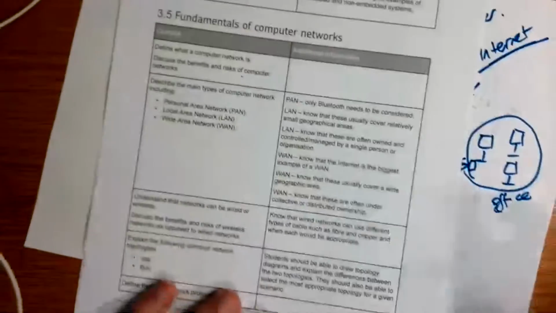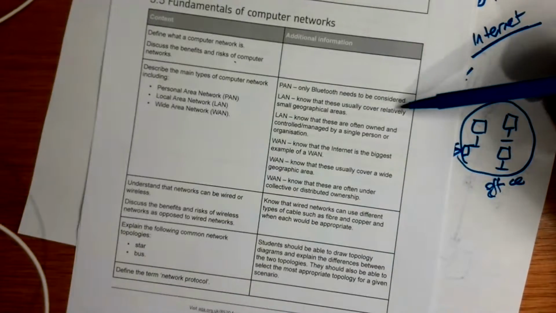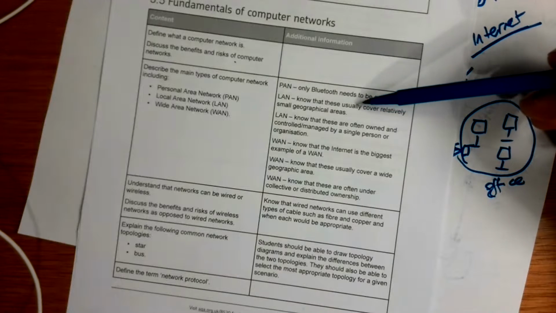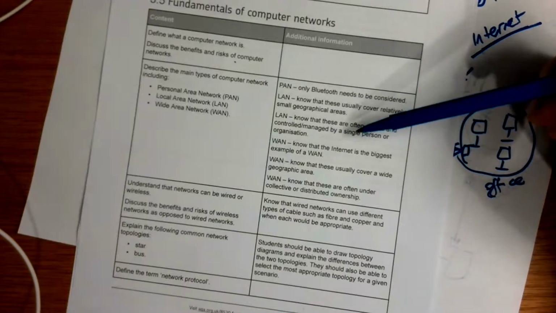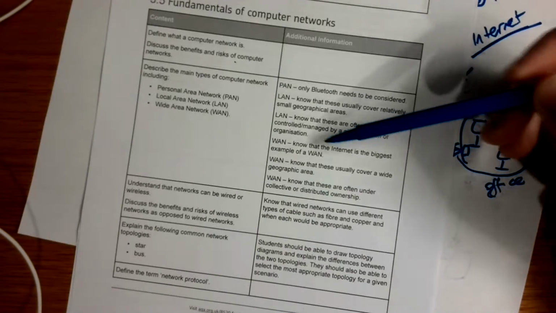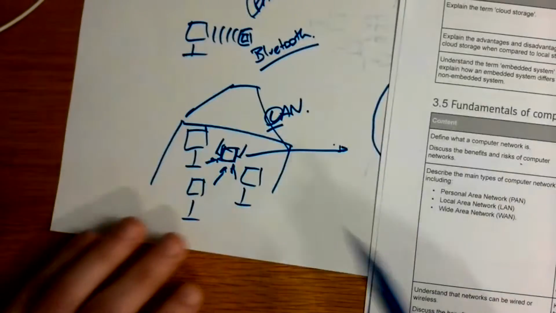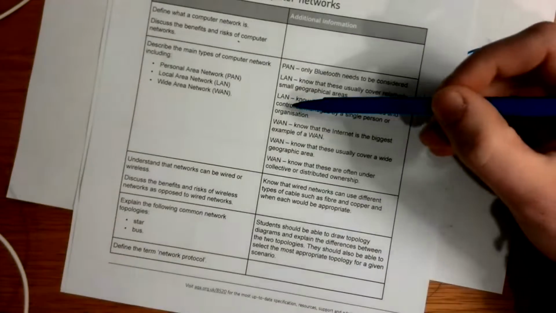So as you can see here, we'll just drop down that. PAN, only Bluetooth needs to be considered, which we've kind of gone over. LAN, they cover a relatively small geographical area, and they're often owned or controlled or managed by a single person or organization. So we've either got the school network or your home network. You kind of manage that, and that's within your own area.